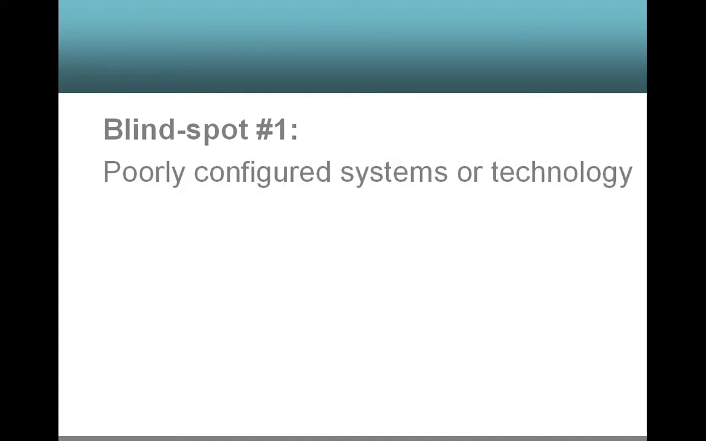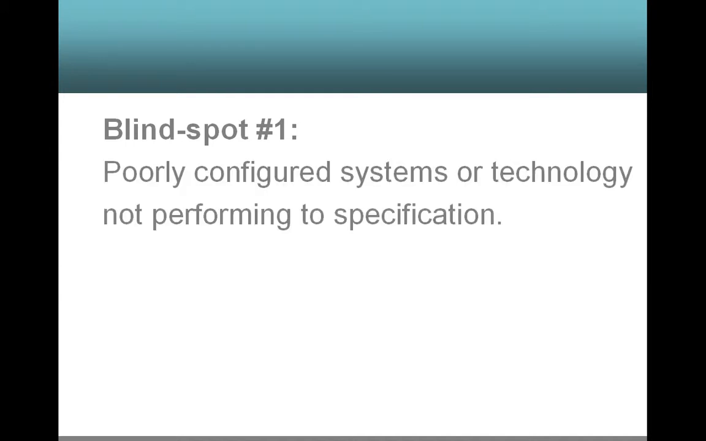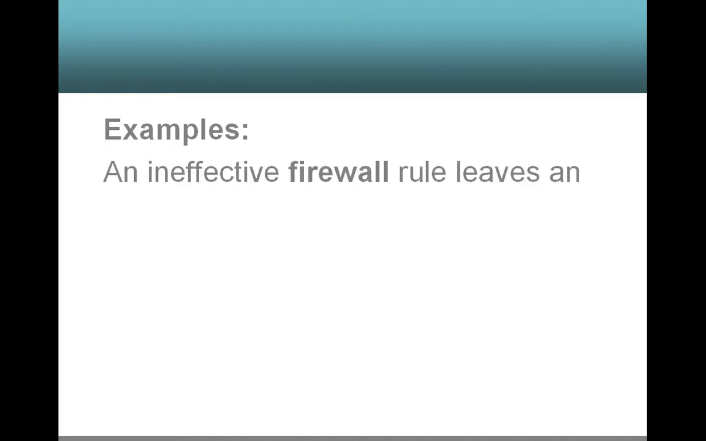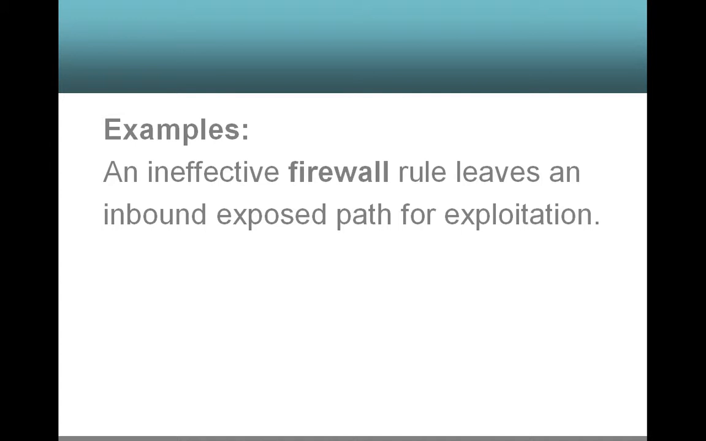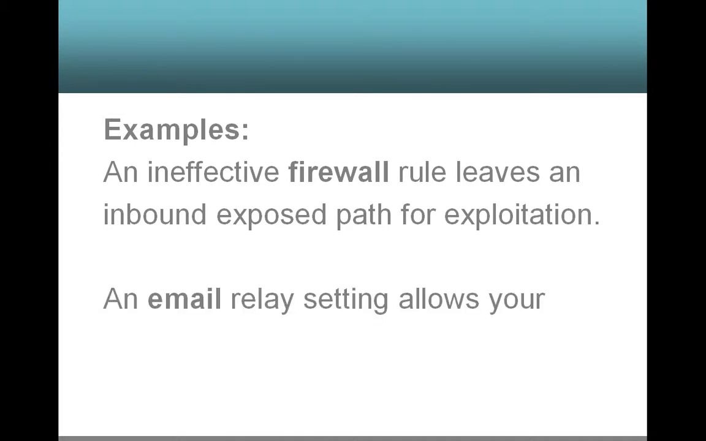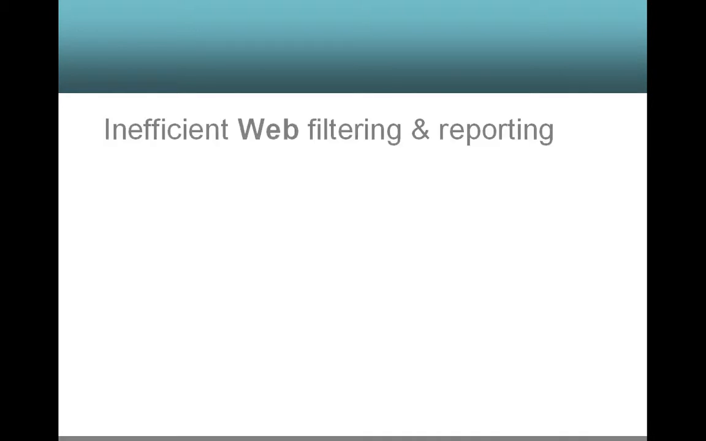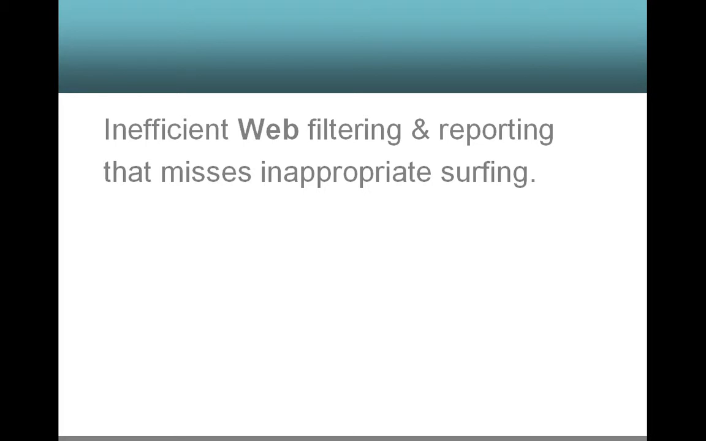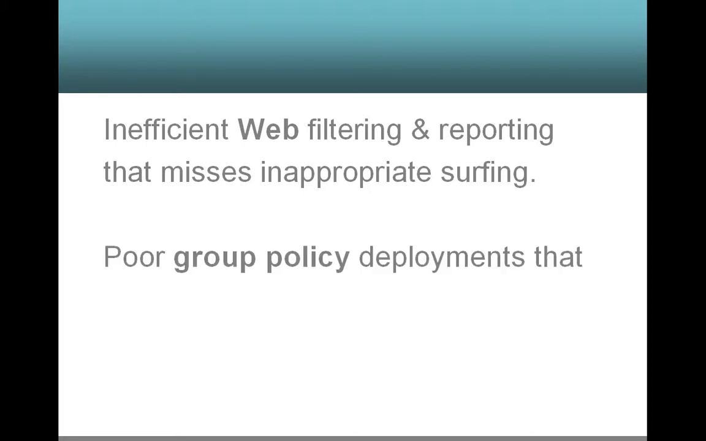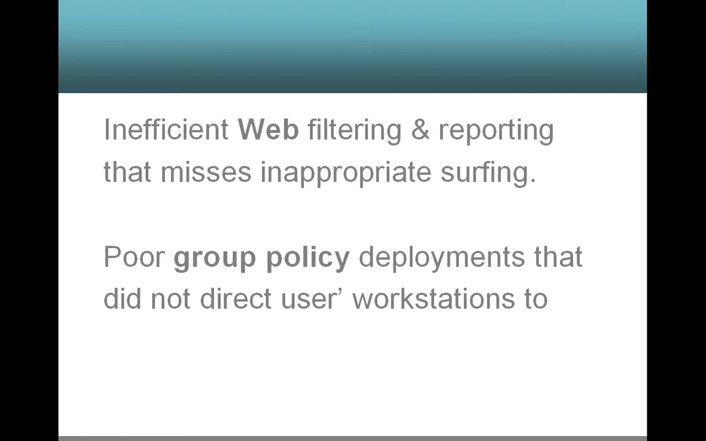Blind spot number 1. Poorly configured systems or technology not performing to specification. Examples: an ineffective firewall rule leaves an inbound exposed path for exploitation. An email relay setting allows your server to be exploited by spammers. Inefficient web filtering and reporting that misses inappropriate surfing. Poor group policy deployments that did not direct user workstations to power down at night.